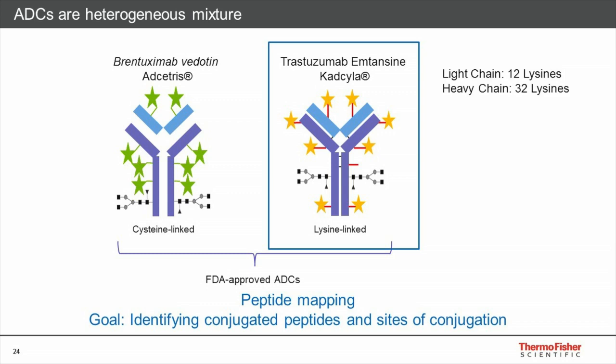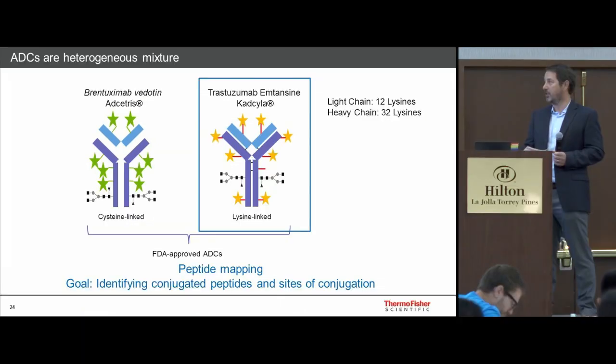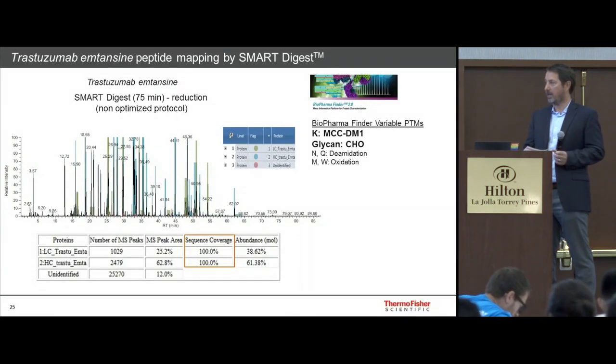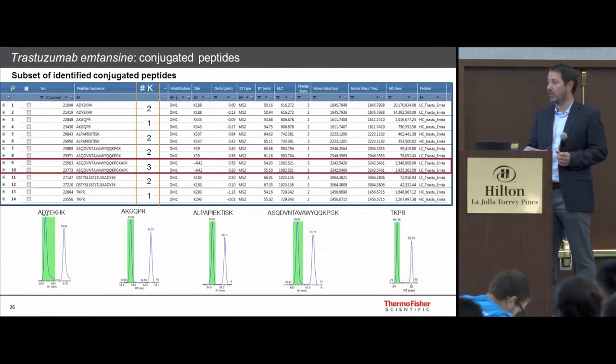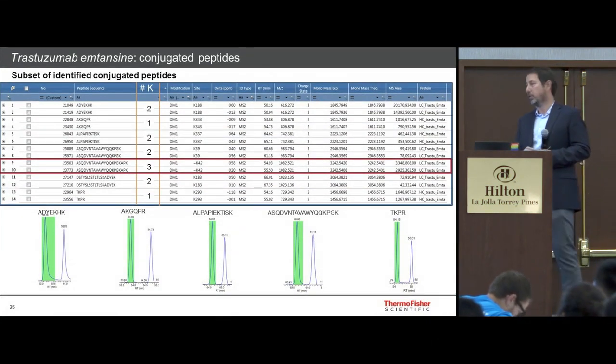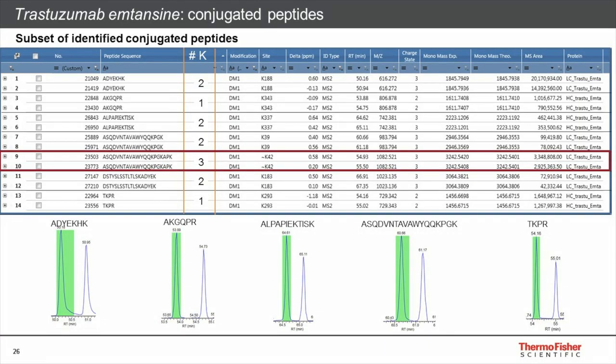So Aaron showed you light chain 12 lysine, heavy chain 32 lysines. We're going to do peptide mapping, and I'm going to skip that one. And when you do it, you have a stereo center on the drug linker. So each peak, you will have the 547 that Aaron showed you, but it will come also as a doublet.